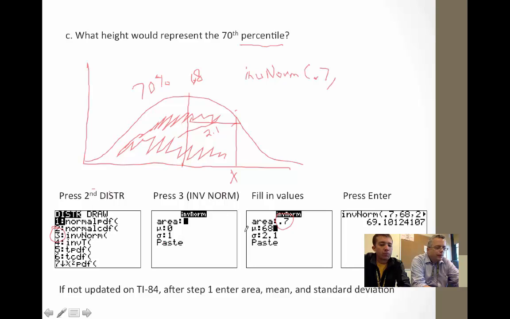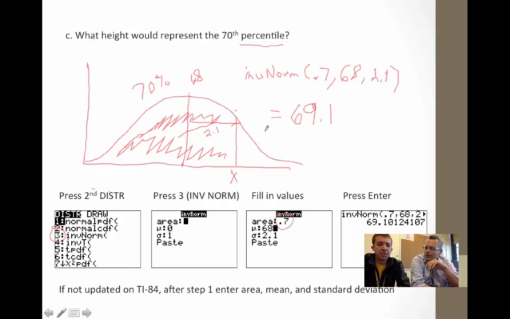Then you've got to tell it what normal curve we're using. So enter 68 for the mean, and 2.1 for the standard deviation. And we'll paste. And I get 69.1. So 69.1 would be 5 feet 9 inches, plus 0.1 inch, right? So about 5'9".